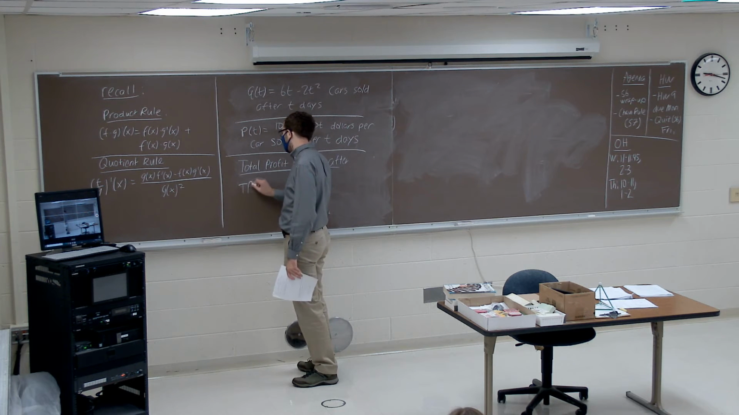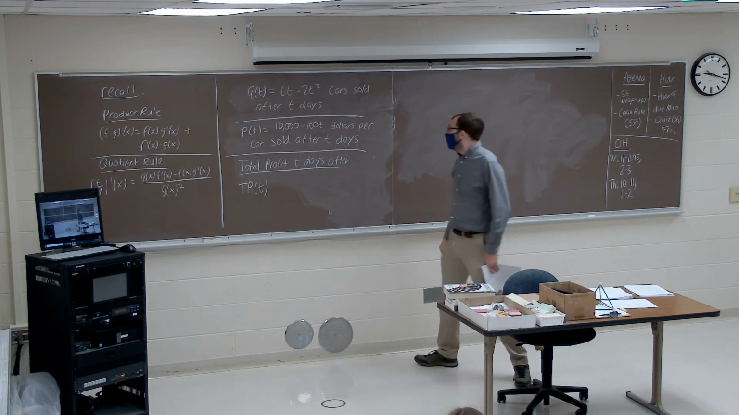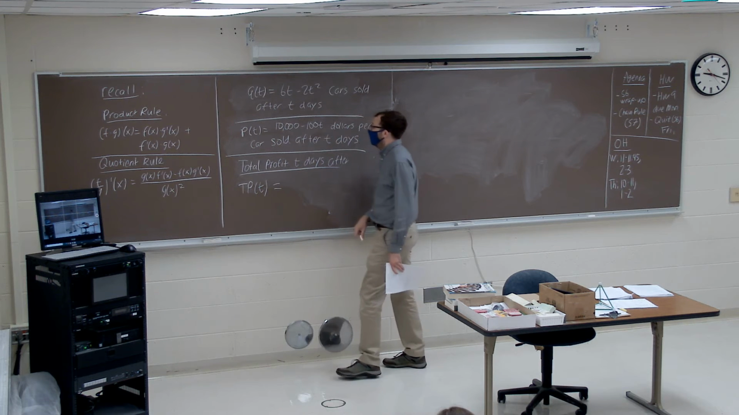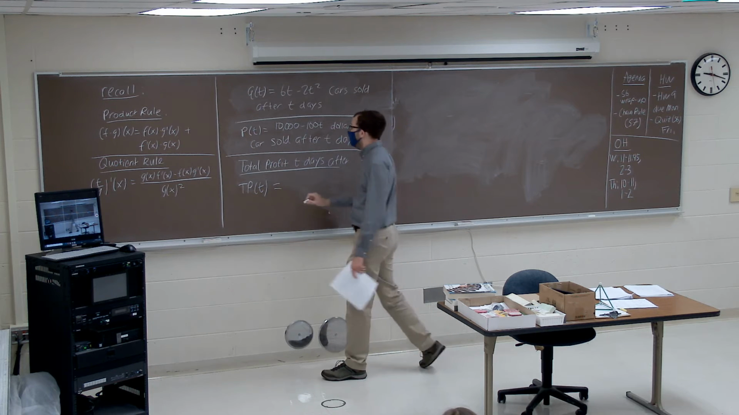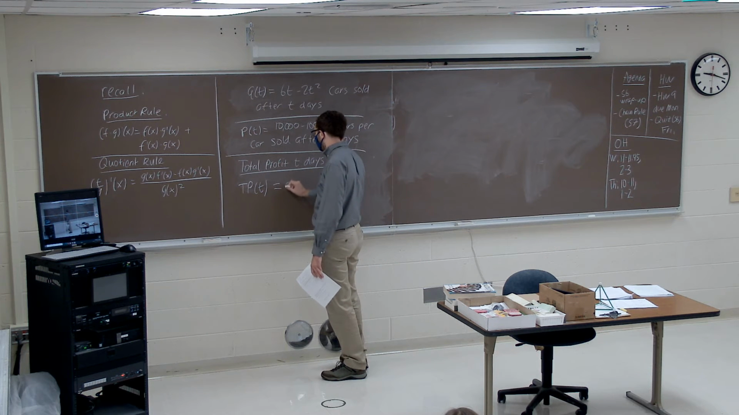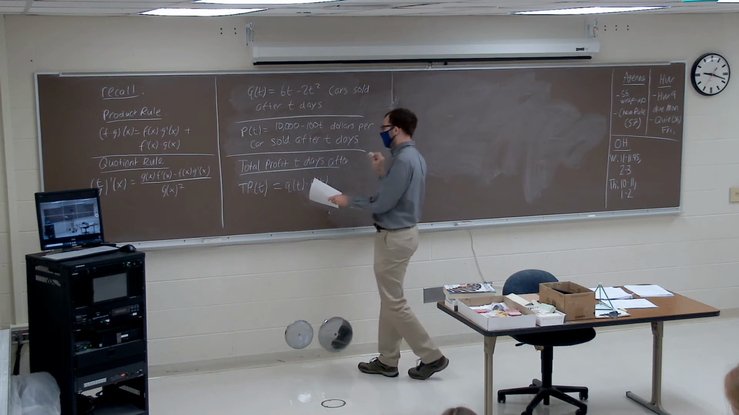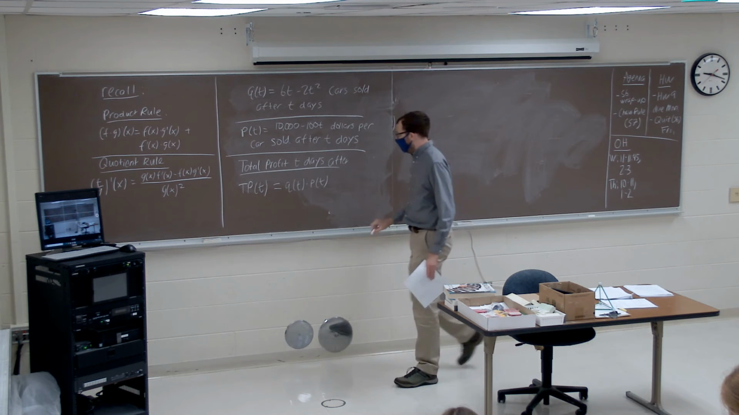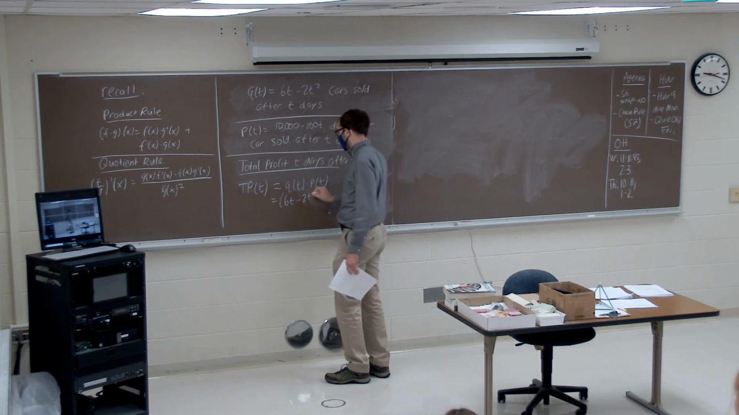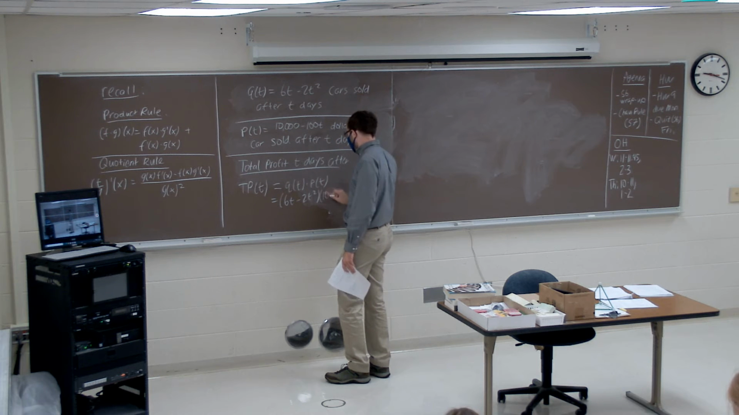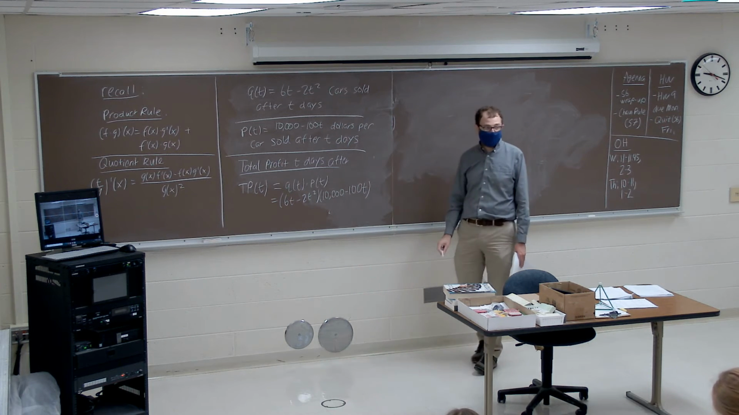Let's see. Let's use TP of T for total profit, not for toilet paper. And we can say that our total profit, T days after the introduction, is in fact going to be Q of T times P of T, number of cars sold times profit per car, which is going to give us 6T minus 2T squared times 10,000 minus 100T.